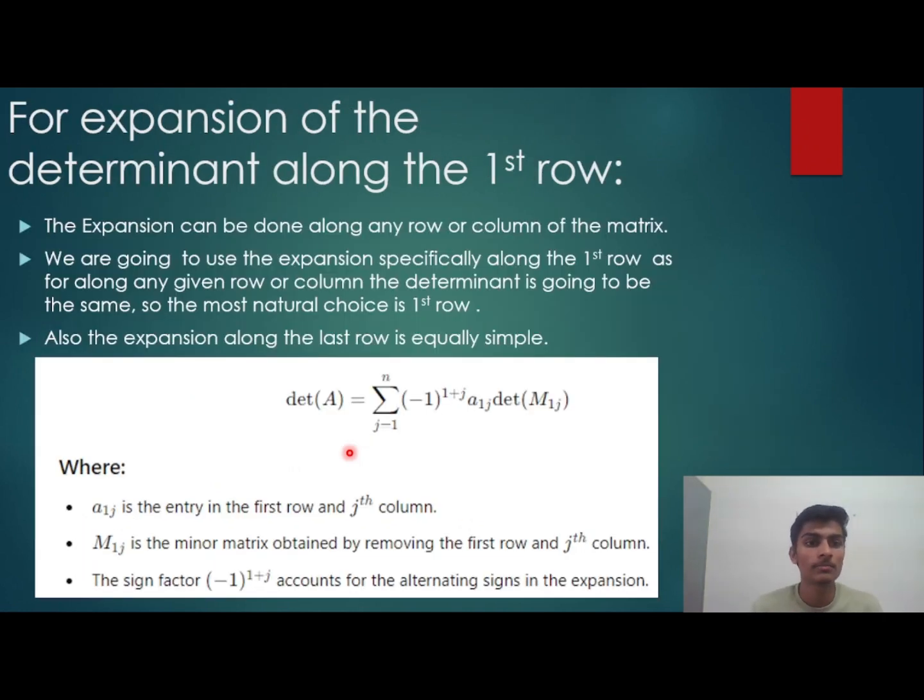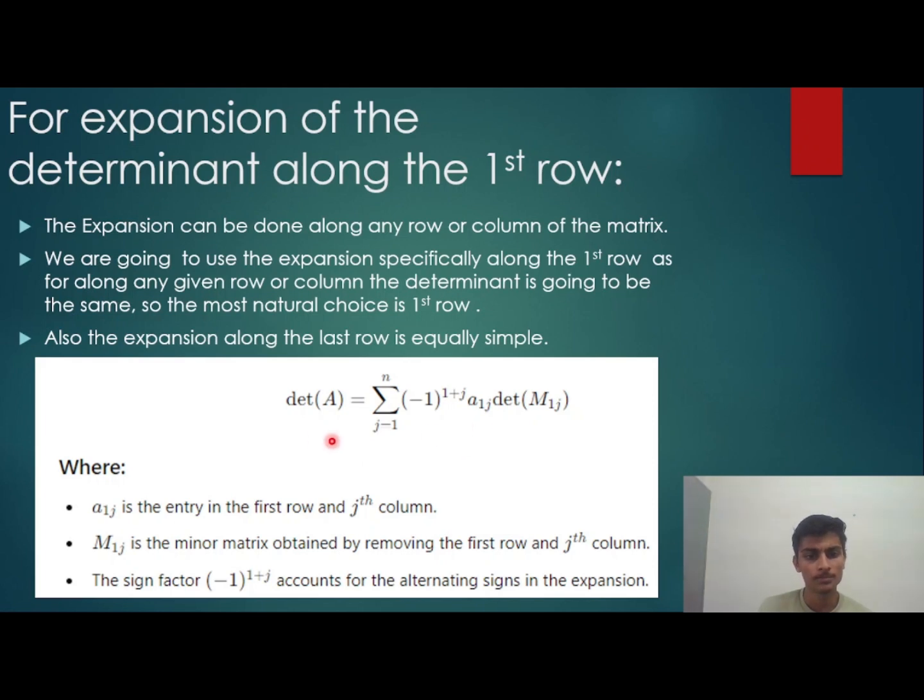Now see, the expansion can be done along any row or any column, but we are going to use the expansion specifically along the first row, as for any row or column the determinant is going to be the same after all. So the most natural and easiest choice is that we use the expansion along the first row. The expansion along the last row is also equally simple, but that's okay.